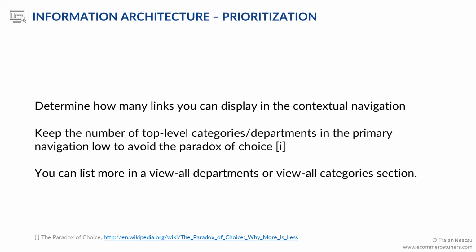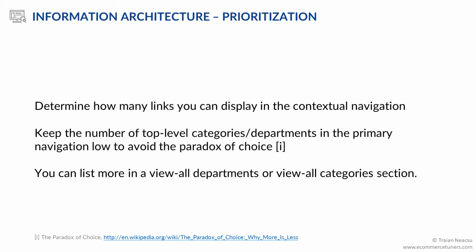SEO can help with the prioritization of labels in the navigation. It's good to know how many pages will be linked from structural sections of the website on each page template. This is important to estimate because you need to determine how many links you can display in the contextual navigation. If you have a new website, it's a good idea to keep the number of links on each page to a maximum of 200. This is because you will have only a small authority to pass along to lower levels in the beginning. Here are some prioritization guidelines.